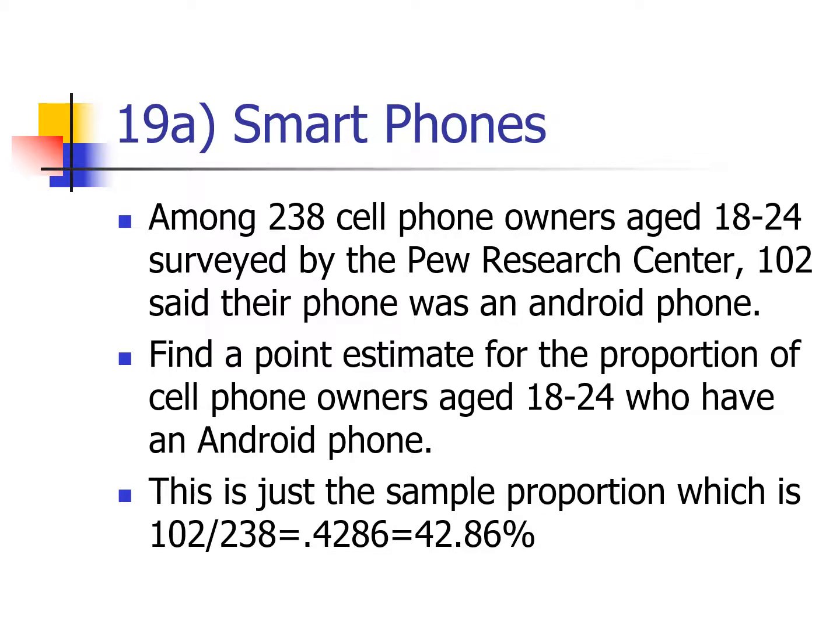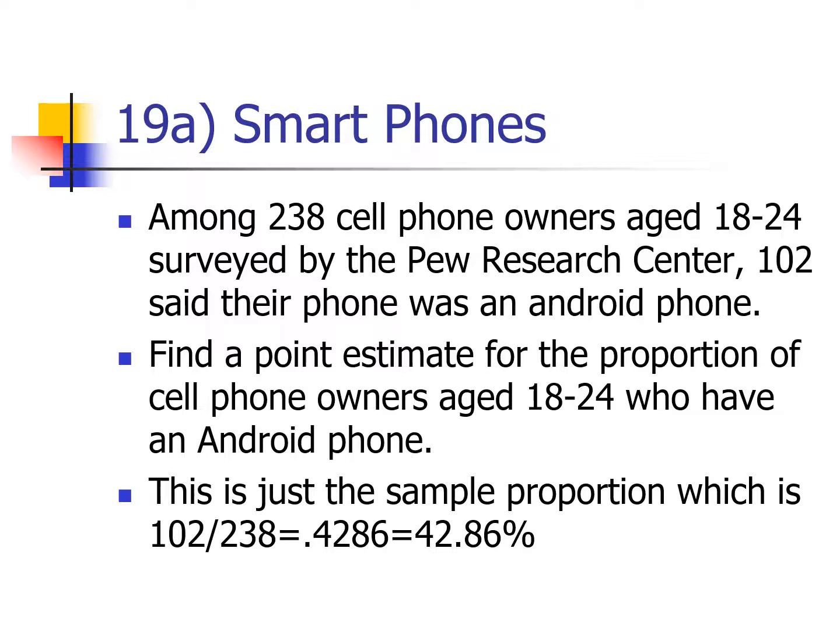All right, so this one's about smartphones. Of young cell phone owners, we sampled 238 of them. 102 of those people said their phone was an Android. The first question is to find a point estimate for the proportion of cell phone owners in that age bracket who have an Android phone. The point estimate is just a fancy word for the sample proportion. So that's 102 divided by 238. We plug that into our calculator, and we get about 43%.